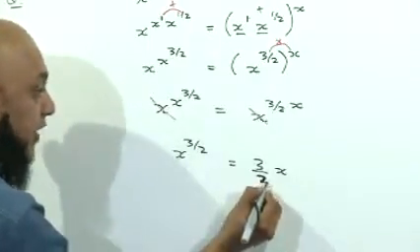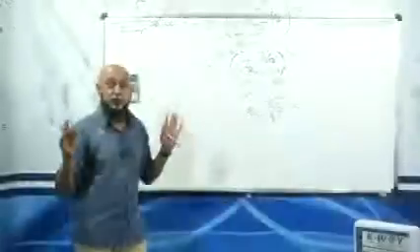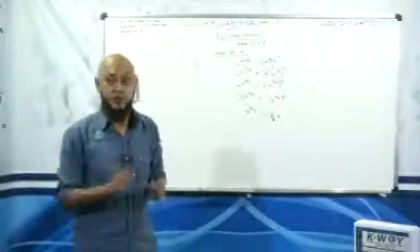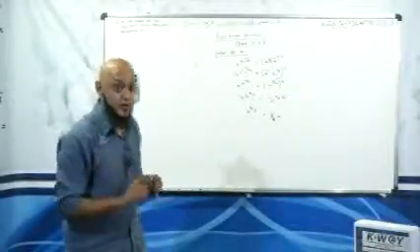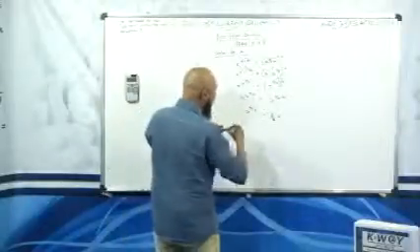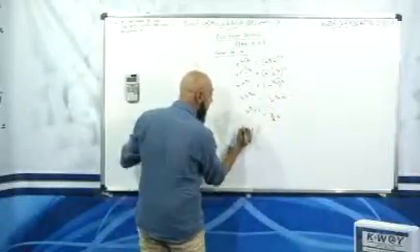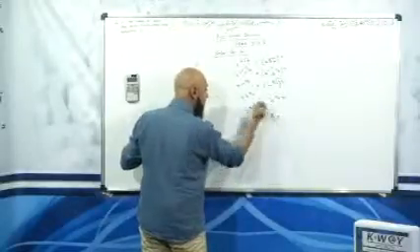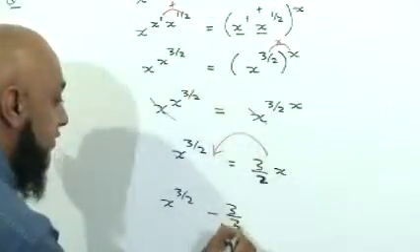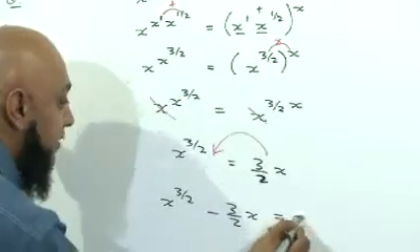Right. Where to from here? Many of you got to this stage and you stopped. Where to from here? Okay, what you do is you take this on the other side. So what am I left with? x to the power 3 over 2 minus 3 over 2 x is equal to 0.